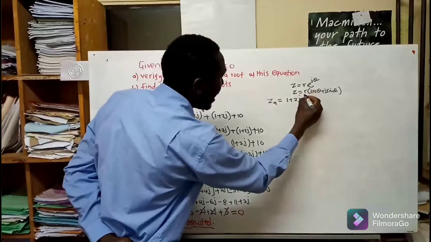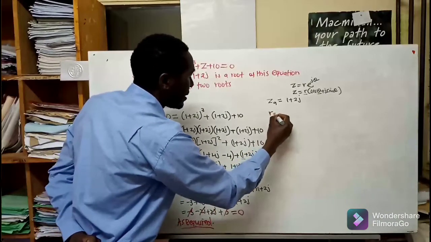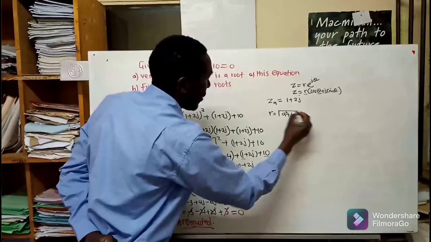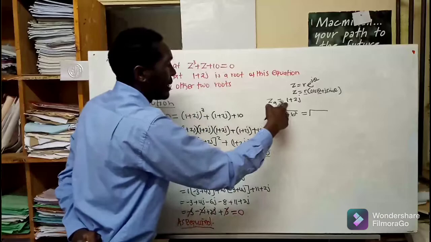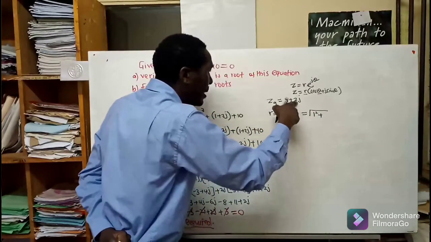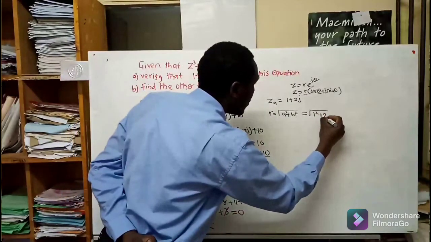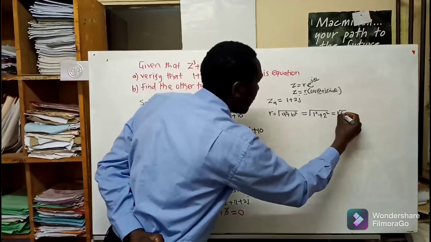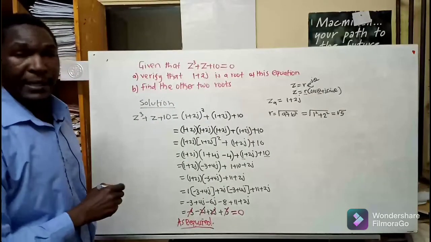So our main aim is to find R and theta. R is equal to the square root of A squared plus B squared. And this is equal to, from our complex number here, A is 1. We square it, we add. Our B is the coefficient of j, which is 2, so 2 squared. When you work this out, you get the square root of 5. We are not going to use a calculator there. We leave it the way it is.